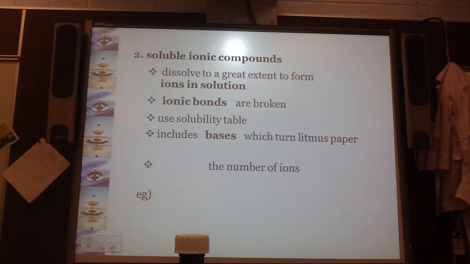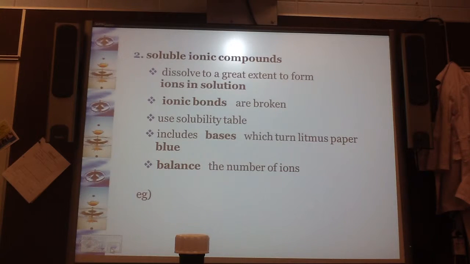So you use your solubility table. Now, think about a base as an ionic compound. How do I know if it's a base? What in the compound tells me it's a base? We're actually going to learn that some bases include other things. Remember, an exception is ammonia, NH3. That has no OH in it, but it's a base. I'll teach you why in a little while, but whenever you see bases, they include ionic compounds that are soluble. They turn litmus paper blue, as we've discussed lots.